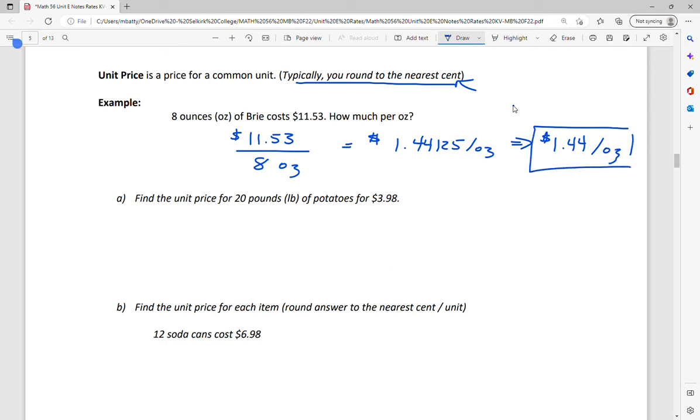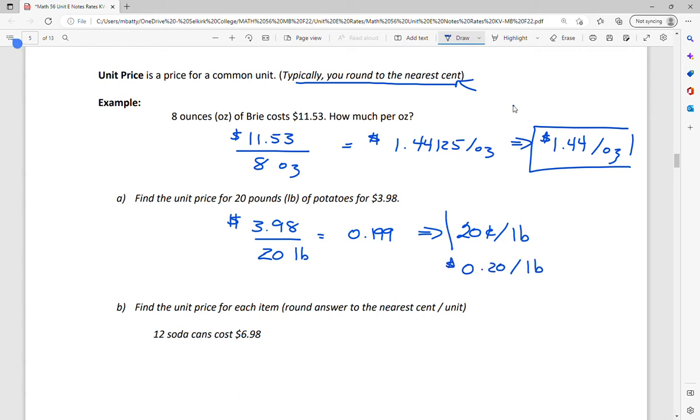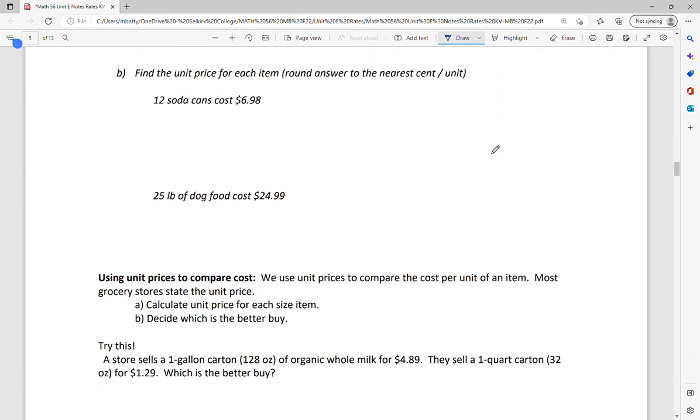20 pounds of potatoes for $3.98. You always put the money on the top in unit pricing and the other denominator number down below, right? I can use my calculator to figure out what it says. So 0.199, which really is 20 cents a pound. So I'd write 20 cents per pound. You could also write it as $0.20 per pound. Same thing. The idea with these, we're rounding to the nearest cent. Okay, one more, or two more here.